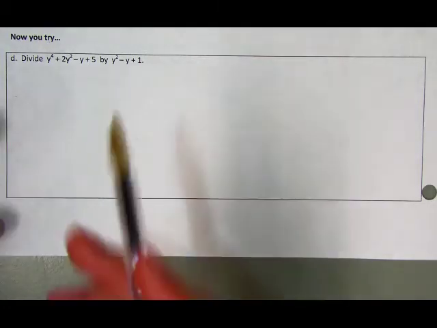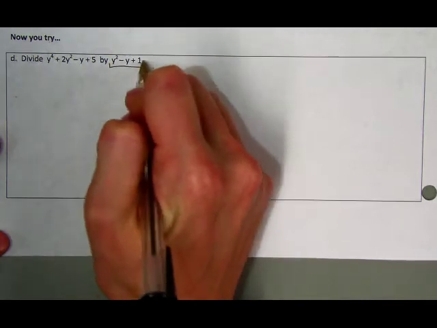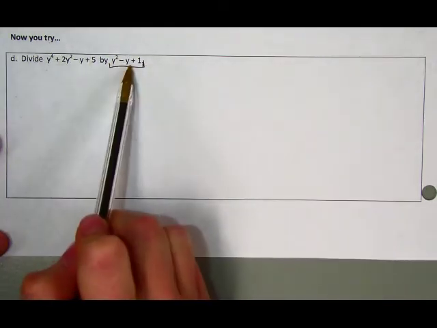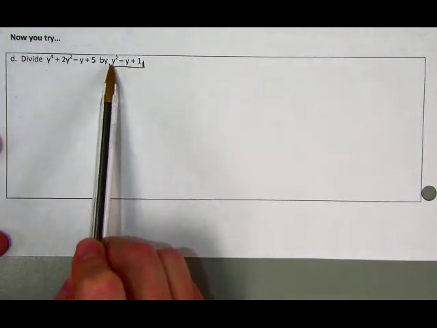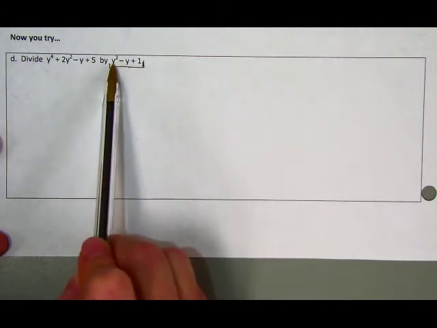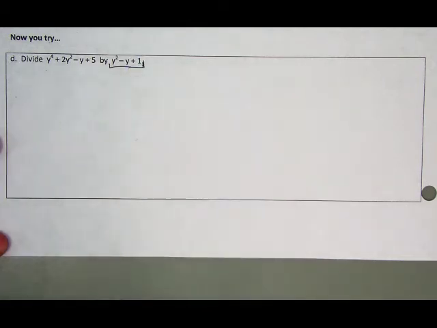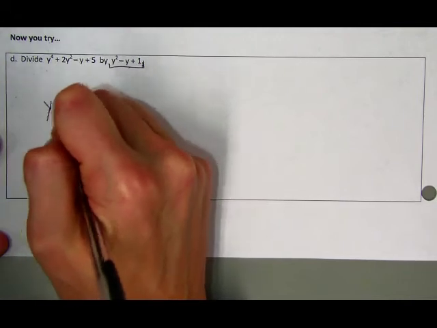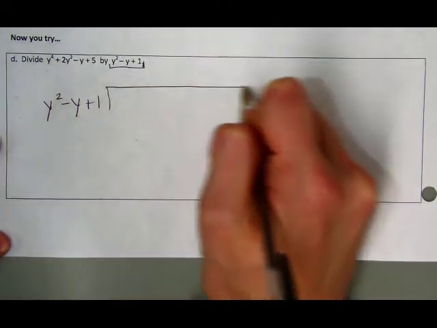If we look at letter D, it is very similar to what example 2 was. We have a trinomial that we're dividing our quartic by. So our trinomial is in standard form and has all zeros where needed. Since we don't need any zeros, we have y squared minus y plus 1. We don't have to add any zeros in there since everything's represented. So y squared minus y plus 1 goes on the outside.